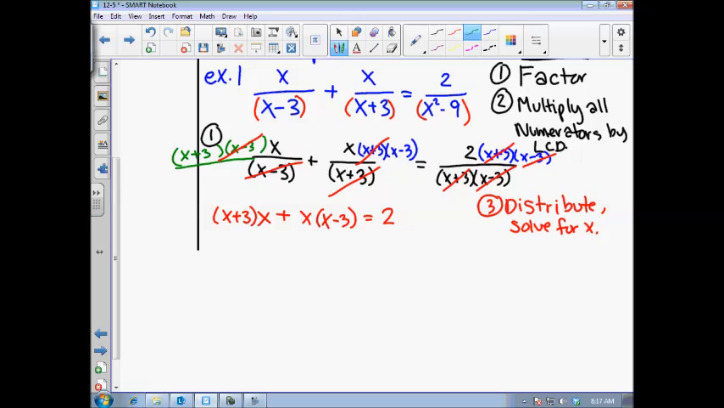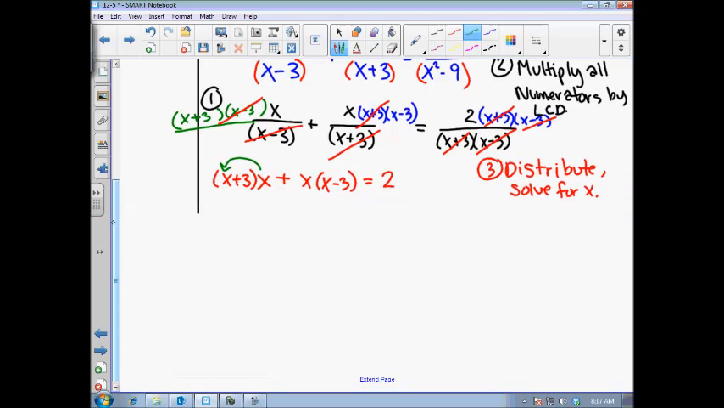When you distribute, it's very important that you always distribute to the left term first, because if there's a subtraction, you're going to have the wrong signs if you don't distribute to the left term first. So what's x times x? X squared. And then x times 3 is 3x. Plus, because that's what comes next, now we have to distribute here. What would we get there? X times x is x squared, and then x times negative 3, equals 2.